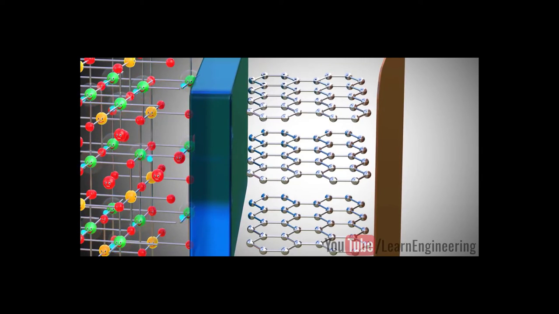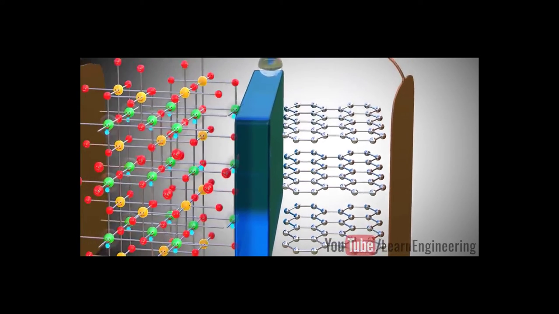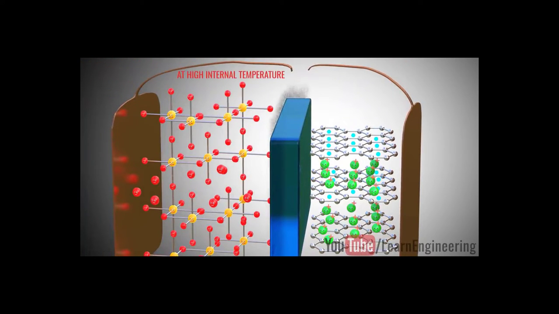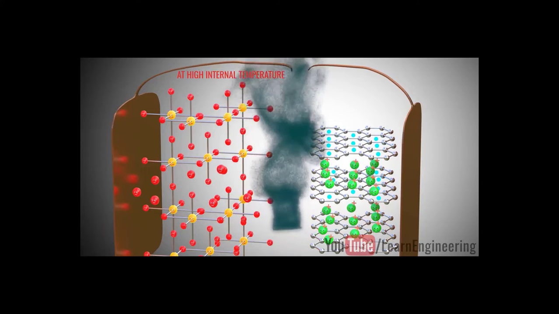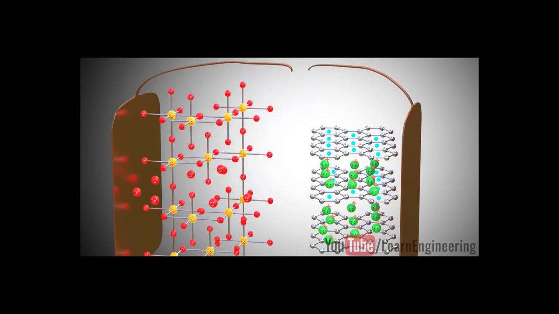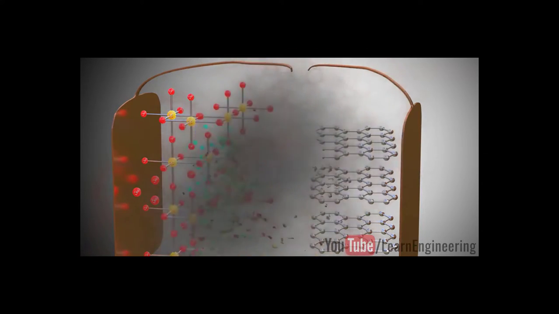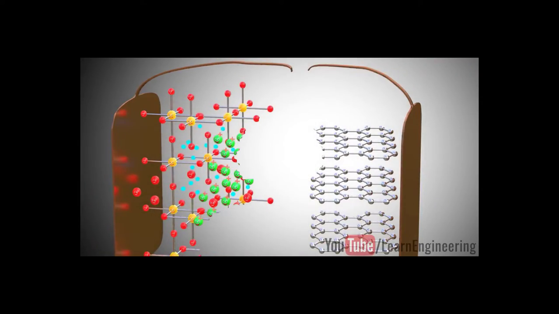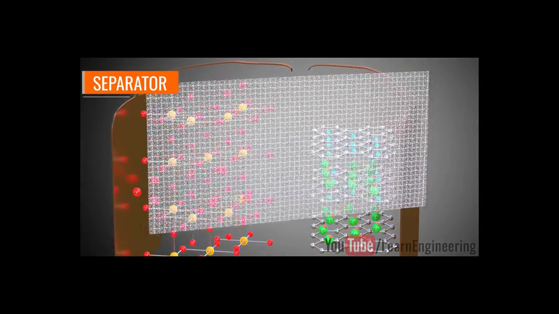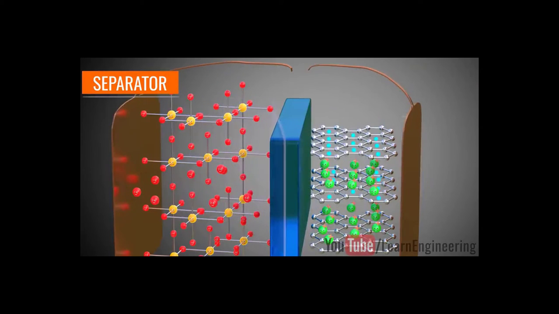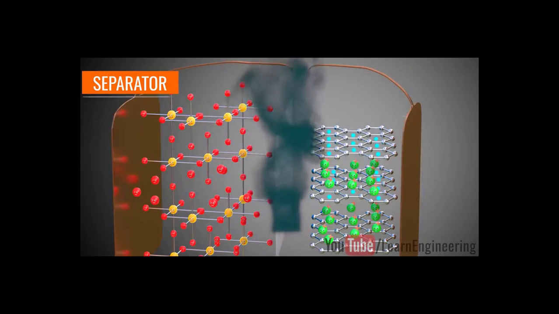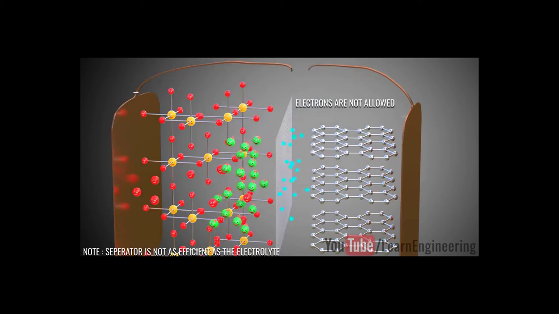If the internal temperature of the cell rises due to some abnormal condition, the liquid electrolyte will dry up and there will be a short circuit between the anode and cathode, and this can lead to a fire or an explosion. To avoid such a situation, an insulating layer, called a separator, is placed between the electrodes. The separator is permeable for the lithium ions because of its microporosity.